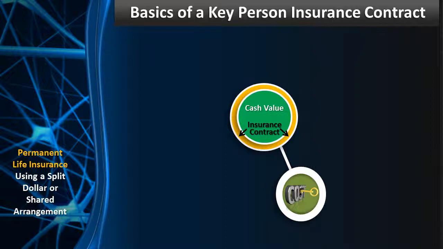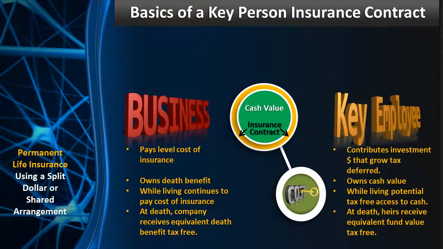To implement the permanent life insurance contract on the key personnel, we need to use what's called a split dollar or a shared arrangement agreement. Typically, and in most cases, the business will actually pay the level cost of insurance, where the employee will contribute the investment dollars, and then these dollars grow tax deferred. The owner will own the death benefit while the key employee owns the cash value.